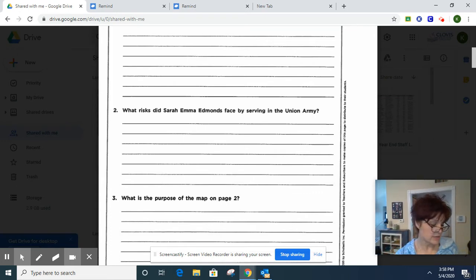I'm not sure if she did that. I just know that she did go behind enemy lines to sell cakes. So she risked being captured and being killed, for one. And what else does it say? It just says every time she went on a spy mission, she risked being captured or killed. So you can write that sentence and maybe explain a little bit about why she would be captured or killed.